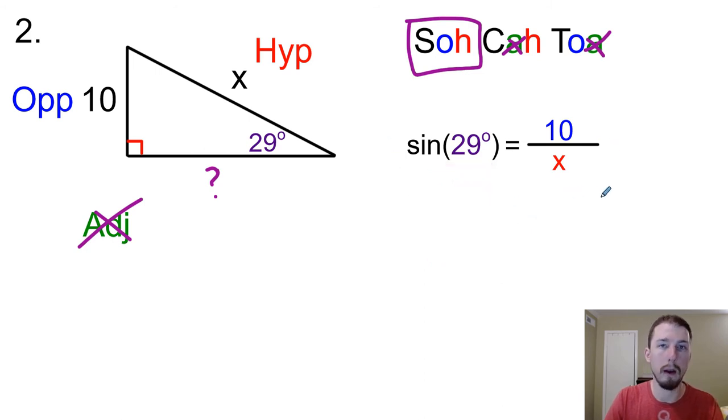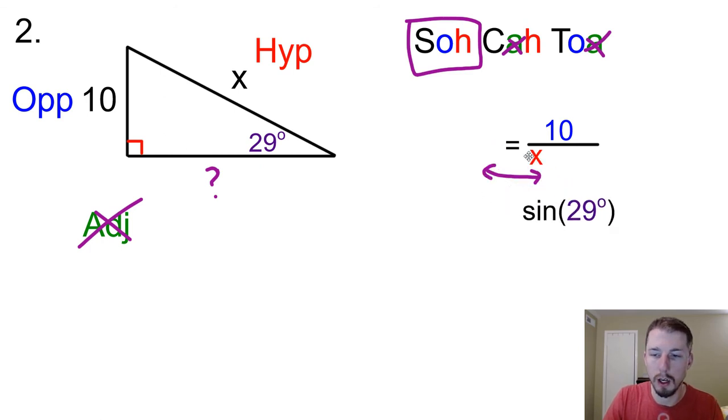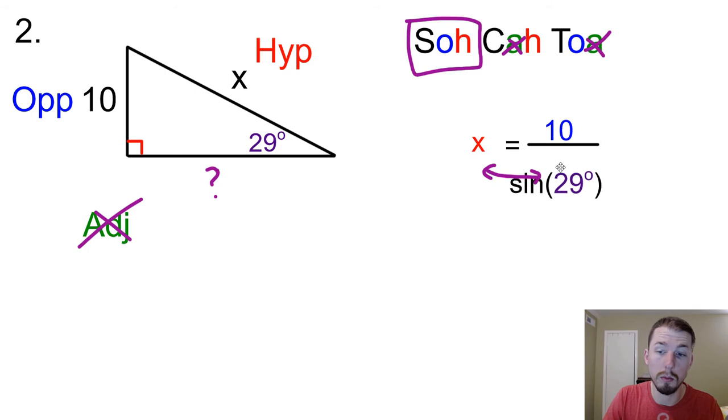You ready for it? Okay, so whenever x is in the denominator, what we're going to end up doing is multiplying both sides by x and dividing both sides by sine of 29. So what's going to end up happening is that the x and the sine of 29 are going to switch places. What's kind of cool is you can just move the sine of 29 down here and the x over here. Of course, it won't move on your paper because it's paper. But you can just switch those two, and then you have x is equal to 10 divided by sine of 29. Now we're ready to put it in the calculator.